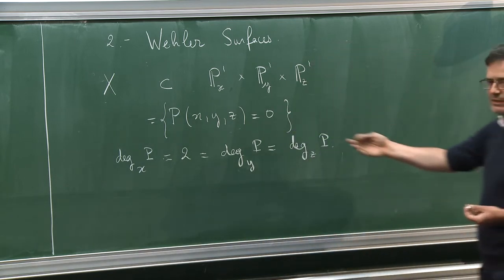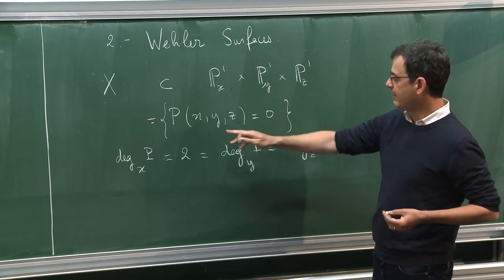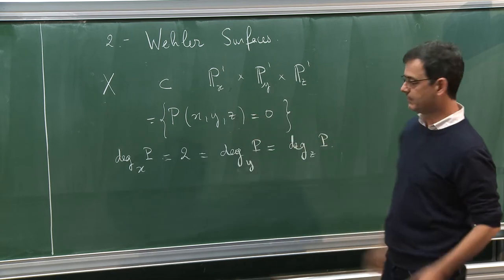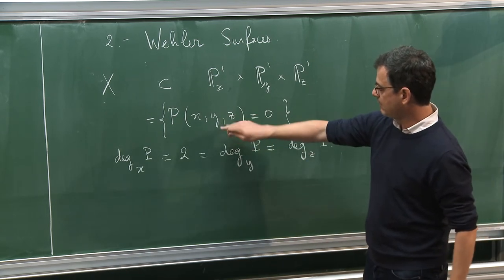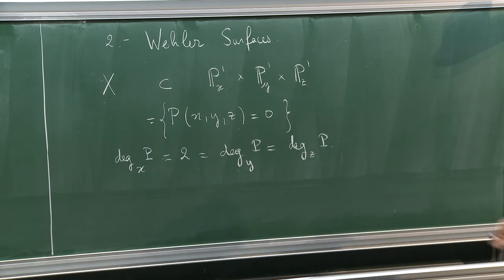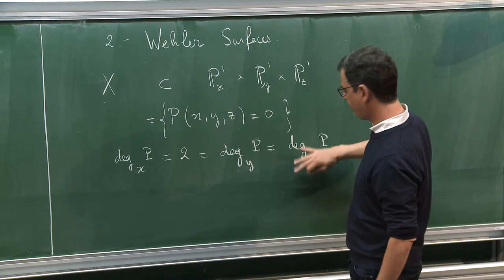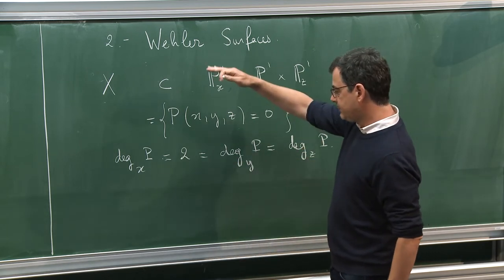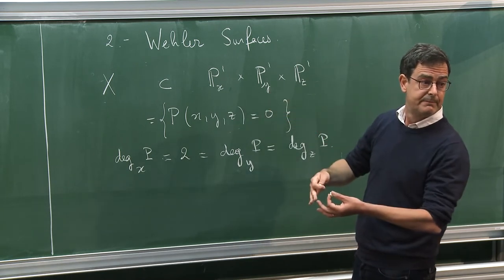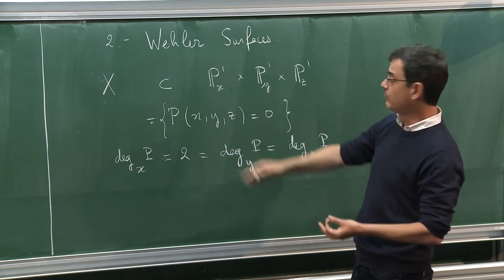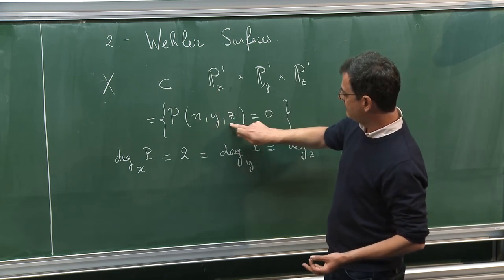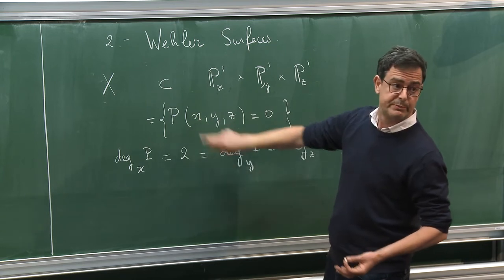Okay. I'm not saying it's a quadratic equation, because you can have terms like x squared times y squared times z, for instance. Okay. But if you fix y and z generically, then the equation with respect to x has degree 2. And geometrically, this means that if you forget one of the variables, and you project X on P1 times P1, then you get a 2-to-1 cover. Okay? Because if you fix y and z, for instance, forgetting the variable x, then you have two solutions with respect to x.